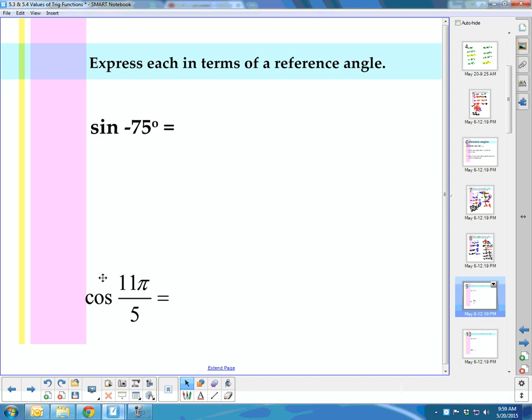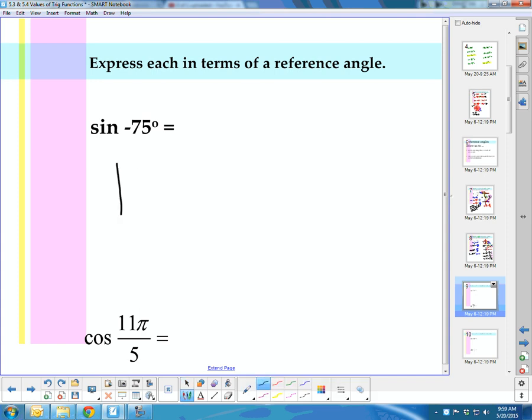So I'm going to take this second example. I'm just going to slide it down a little bit. So sine of negative 75 degrees. So once again, I'm going to go reference angle here. So I'm going to draw my coordinate plane with an initial ray and a terminal ray. In this case, my terminal ray will be here, and that's my angle right there.